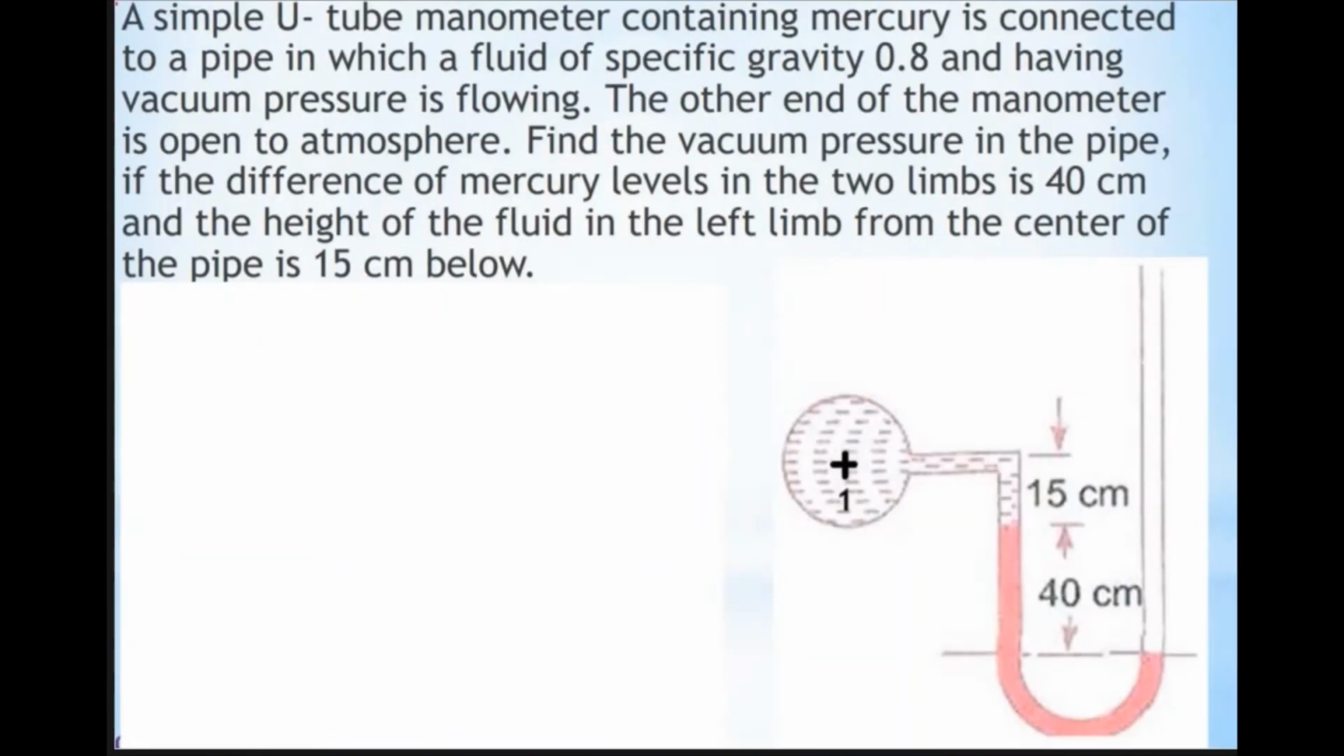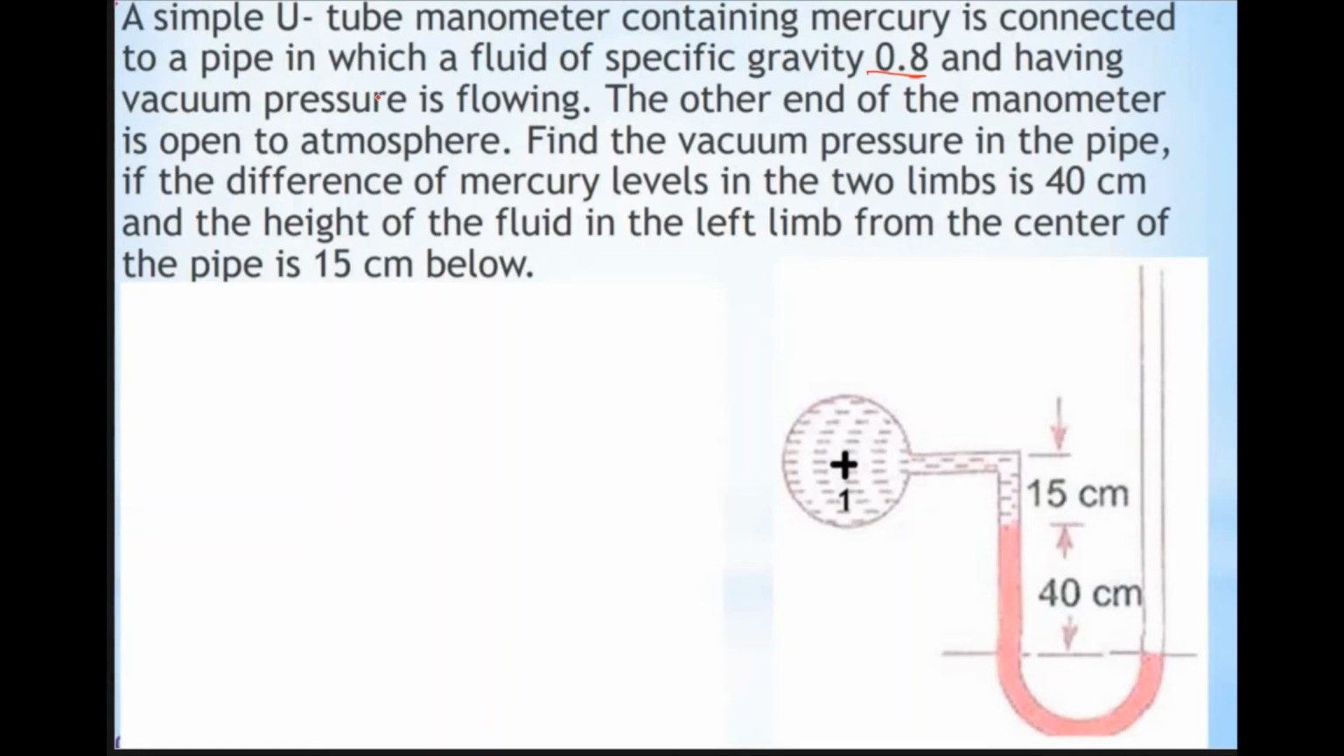Now we can move to the second problem. The second problem is: a simple U-tube manometer containing mercury is connected to a pipe in which a fluid of specific gravity 0.8 and having vacuum pressure is flowing. The other end of the manometer is open to atmosphere. Find the vacuum pressure in the pipe if the difference of mercury levels in the two limbs is 40 cm and the height of the fluid in the left limb from the center of the pipe is 15 cm below.